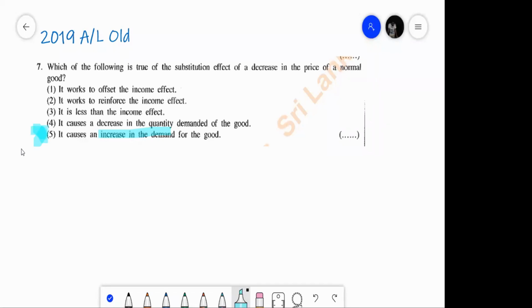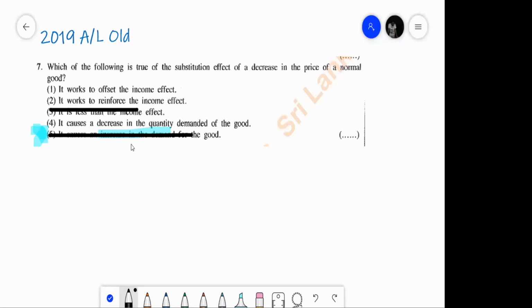Another thing I said, in a normal good, the substitution effect and the income effect, are they equal or is something greater than something else? It's equal, right? So with that understanding, can I cut number 3 off? It is less than the income effect. No. Substitution effect, income effect is equal in a normal good. So number 5 is cut off, number 3 is cut off, right? So I can cut things off. So I'll cut it little by little and I'll explain the story to you.